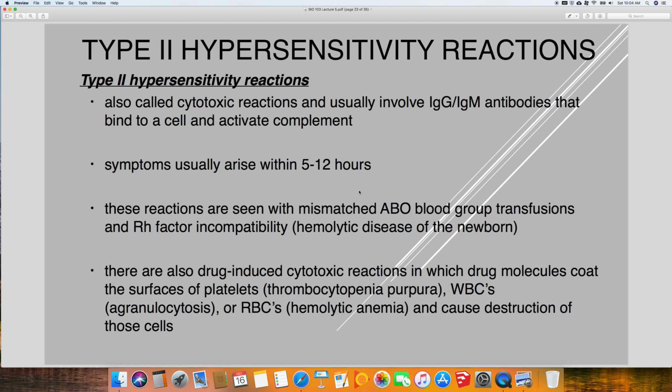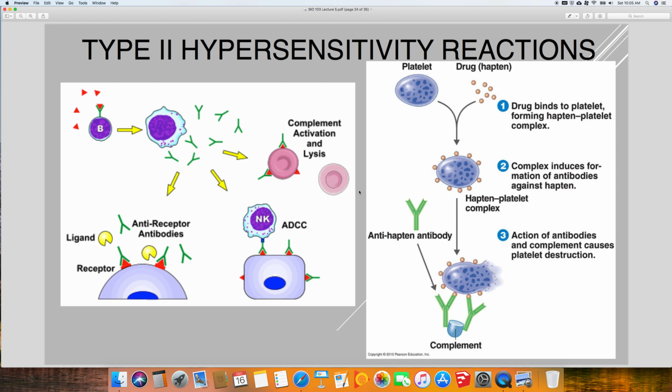All right, then we talked about the type 2, which are also known as the cytotoxic hypersensitivities. Basically here you have IgG and IgM antibodies that bind to a cell, and when they bind to a cell, they activate complement. This is going to be different than the type 3, as we'll see. So that's the big takeaway here. These are the types of reactions you'll see if you have ABO blood group mismatches or Rh factor incompatibility.